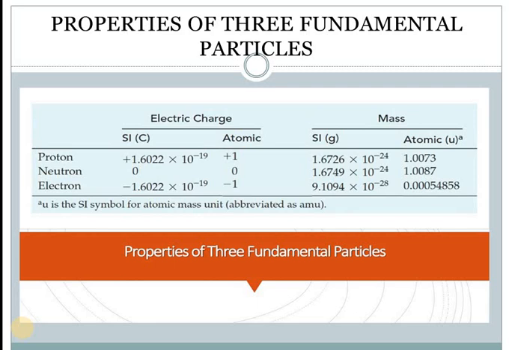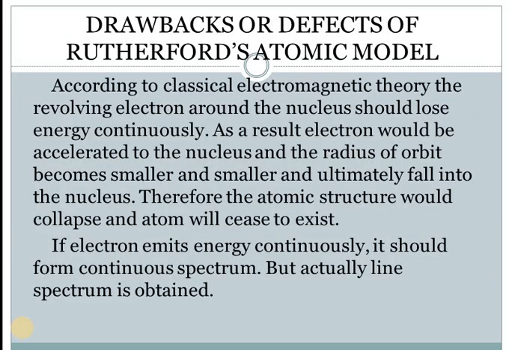And if we take it in atomic mass unit, for protons it is 1.0073, for that of the neutron it is 1.0087, and that of an electron is 0.00054858. All this table is very important from your short question. They can ask you to compare all these three fundamental particles related to their charge and mass, or they can ask you in your objectives the different values for mass and electrical charge.